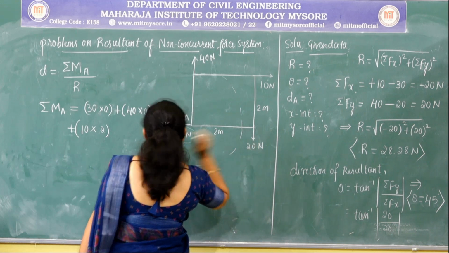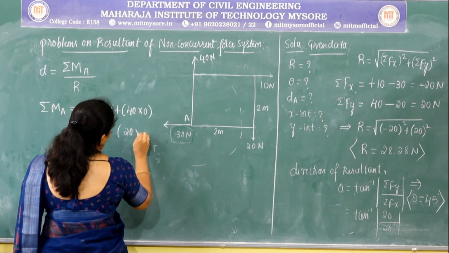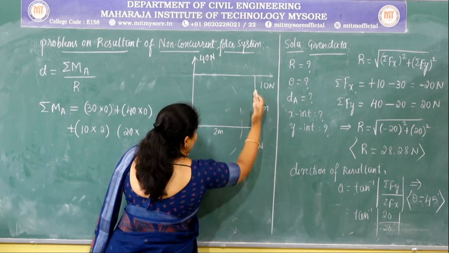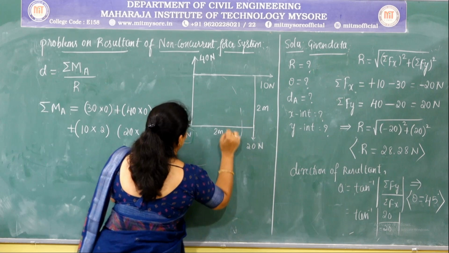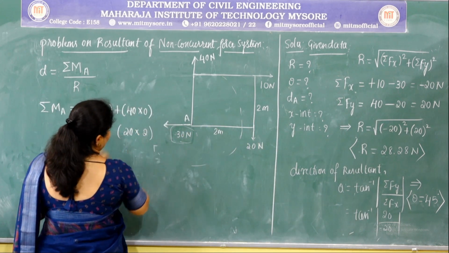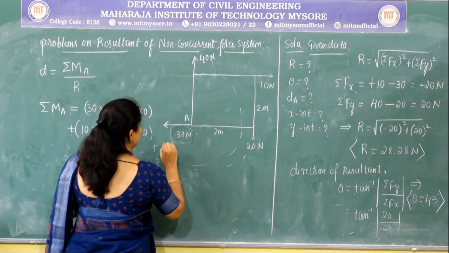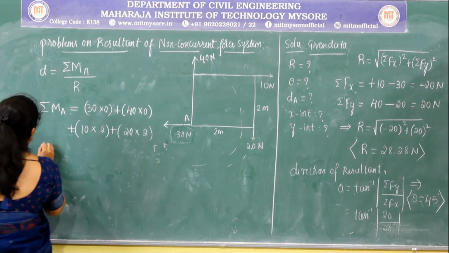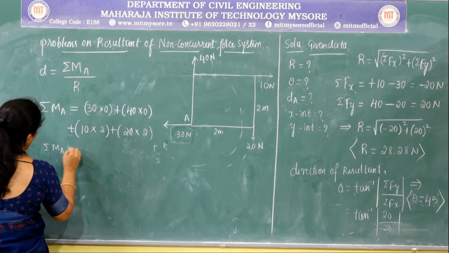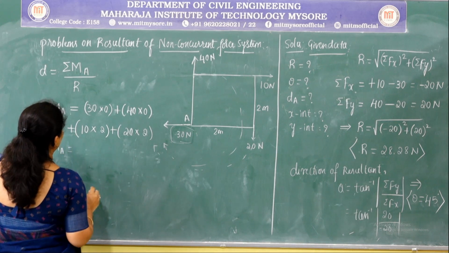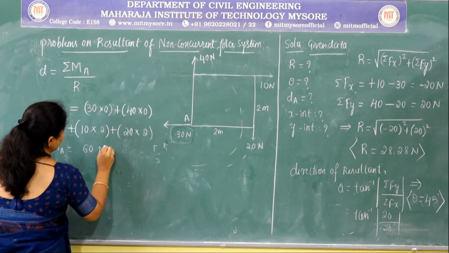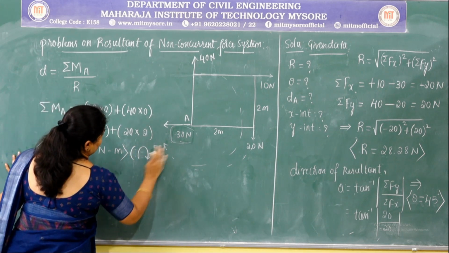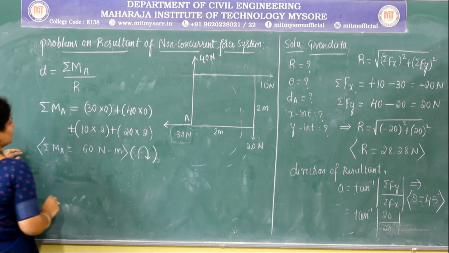Now, consider a 20 Newton force and the perpendicular distance between the line of action of the force and the point is this. Again it is given as 2 meter and this force is also producing a clockwise moment about point A. So, on calculating this, the value becomes 60 Newton meter positive, that is clockwise.